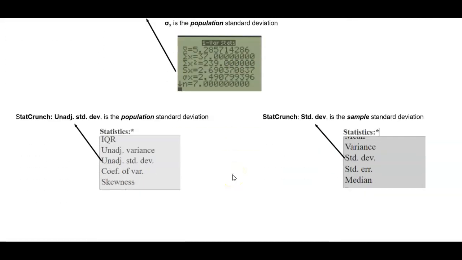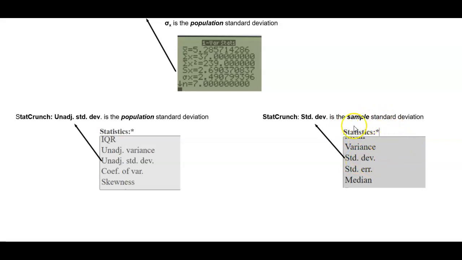Now for StatCrunch, it's really important to understand the difference here. More than likely, you're just going to be using one of them more than the other. But for StatCrunch, if you want to find the population standard deviation, you're going to select the unadjusted standard deviation because that represents the population standard deviation. Now, the standard deviation here would be the sample standard deviation.